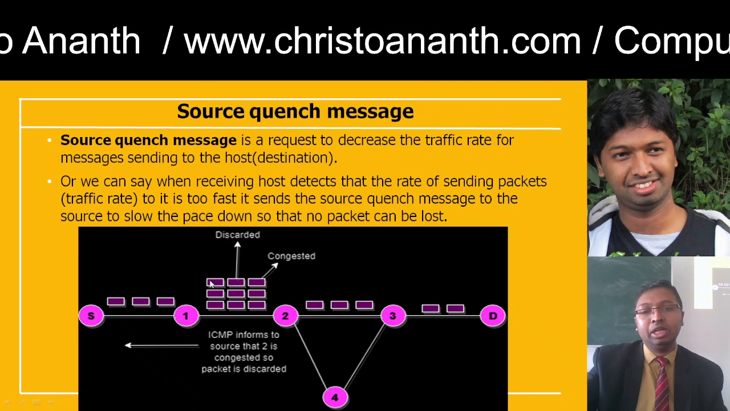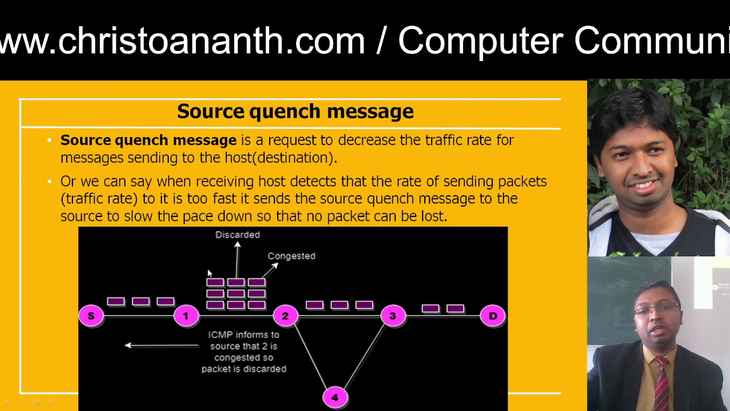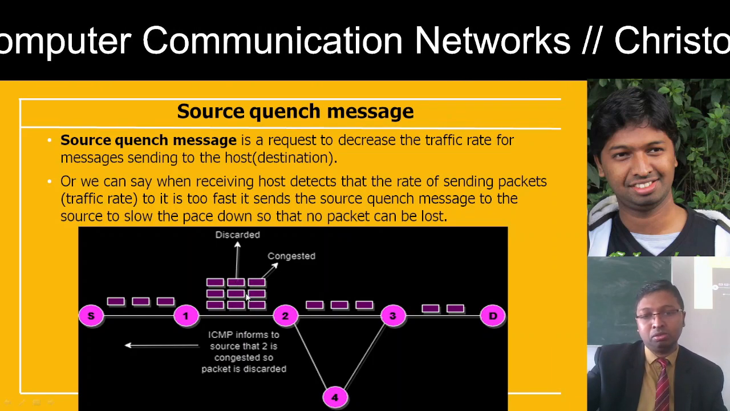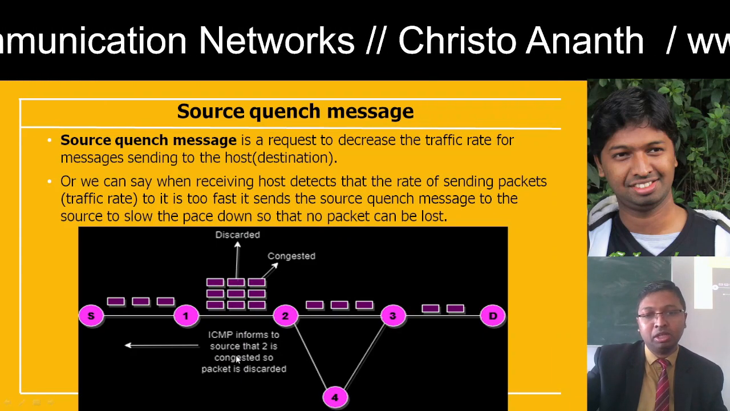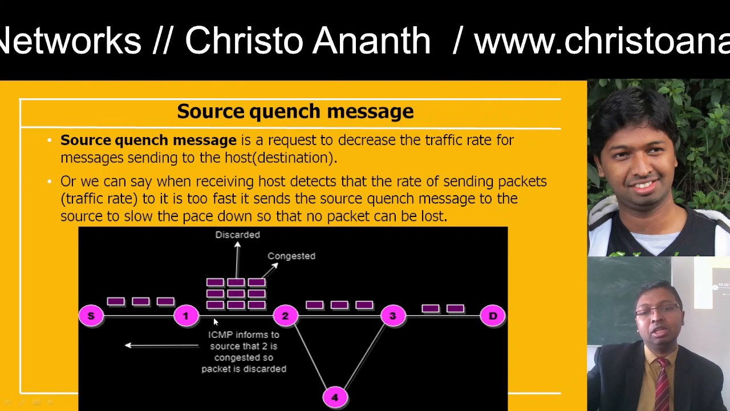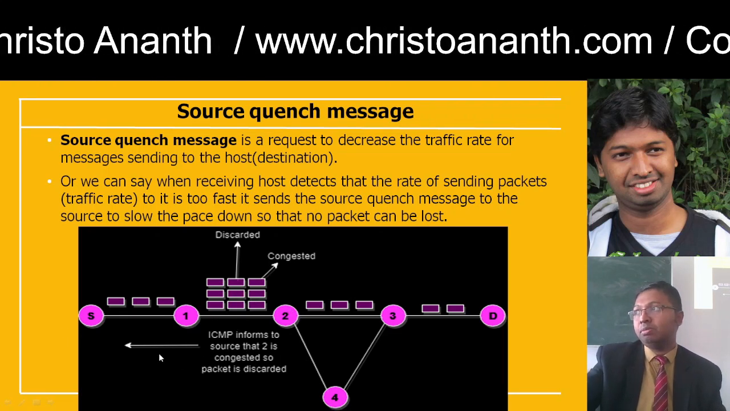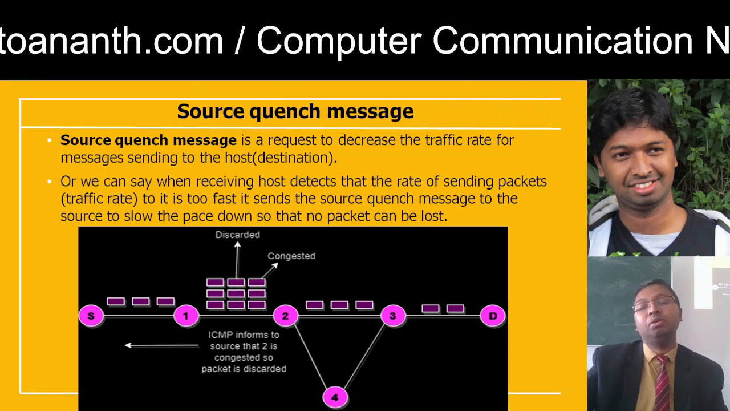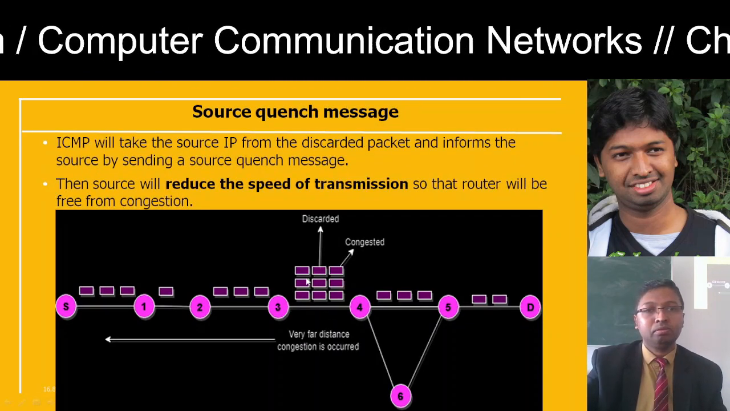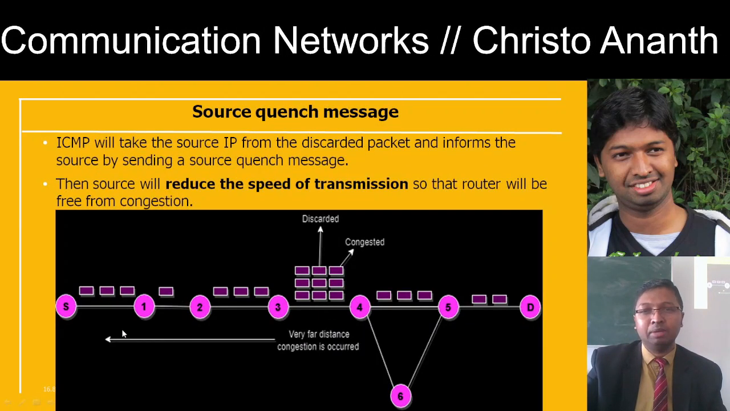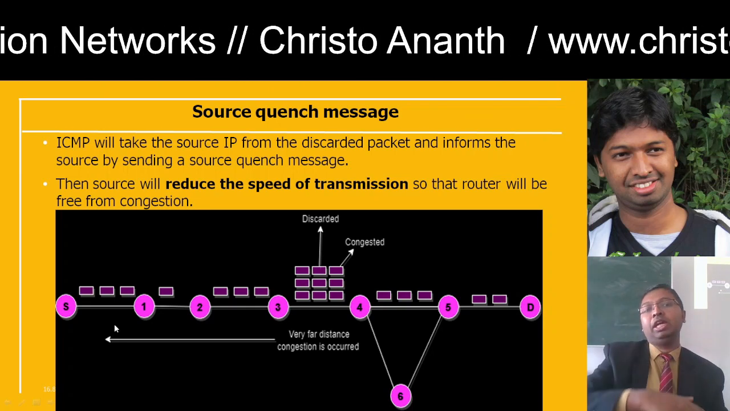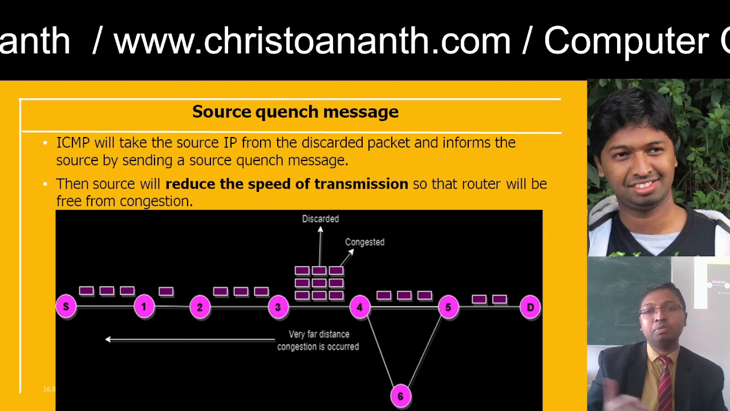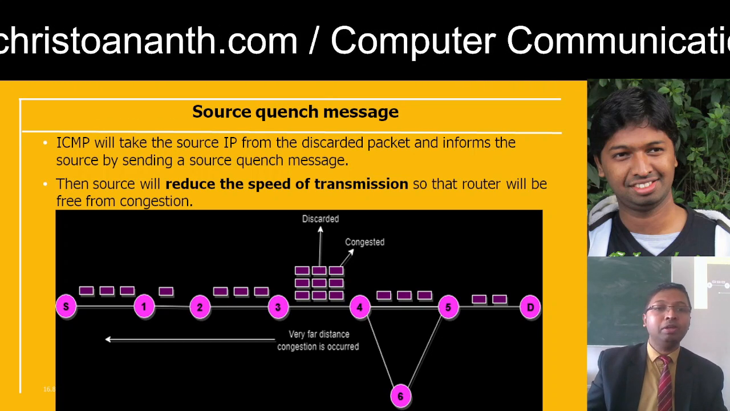Here, if there is congestion, you have to slow down. ICMP is informing the source that router 2 is congested, so the packet is discarded. Immediately the information is passed on to the source. If you can slow down the rate, no packet will be lost. ICMP will take the source IP from the discarded packet and inform the source once again by the source quench message. This will reduce the speed of the transmission, so the router will be free from the congestion.